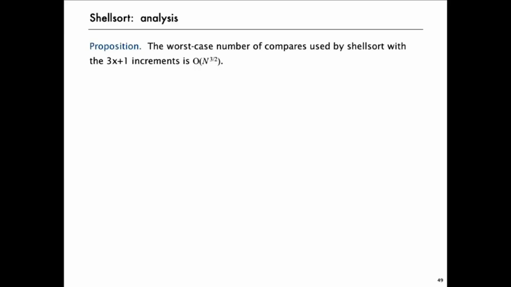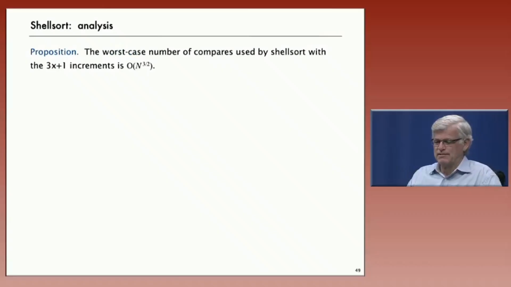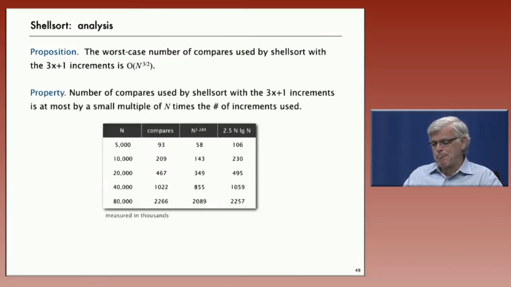Now the analysis of shell sort is still open. There's a few things that we can say. For example, we can say that the number of compares in the worst case is big O of n to the 3/2 for the 3x plus 1 increments. But actually, in practice, it's much less than that.